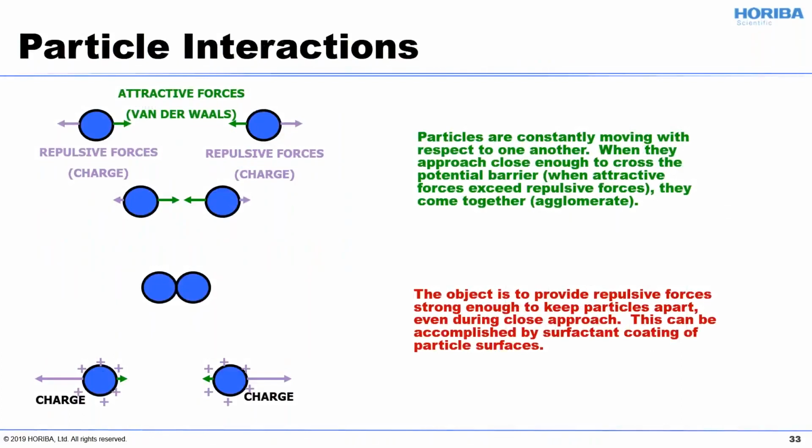Kind of worth talking a little bit about particle interactions. This really gives you some ways to think about what's happening in your system. So particles are constantly moving around with respect to each other due to thermal energy and also due to just flow within a container. But when they get close enough to cross kind of a potential barrier, then they come together and agglomerate.